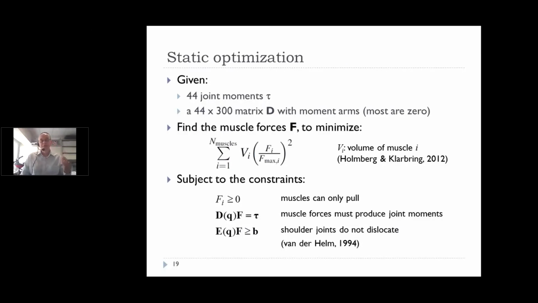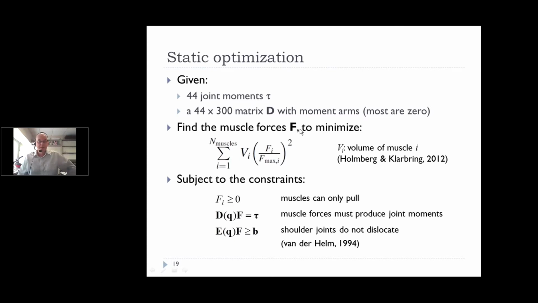So with these muscle models, we do static optimization. We have our joint moments, and it's actually 38 because the first 6 are not joint moments. Then we have a matrix that contains all the moment arms, and most of those are actually 0 because each muscle typically only goes across 1 or 2 joints. But for instance, the hamstrings would cross the hip and the knee, and the hip has 3 degrees of freedom, the knee has 1, so there will be 4 moment arms for the hamstrings, right?